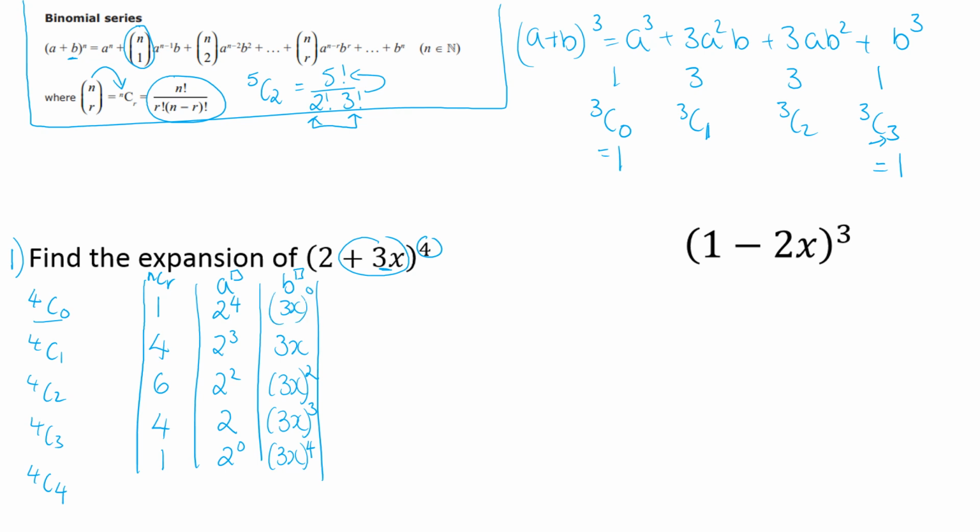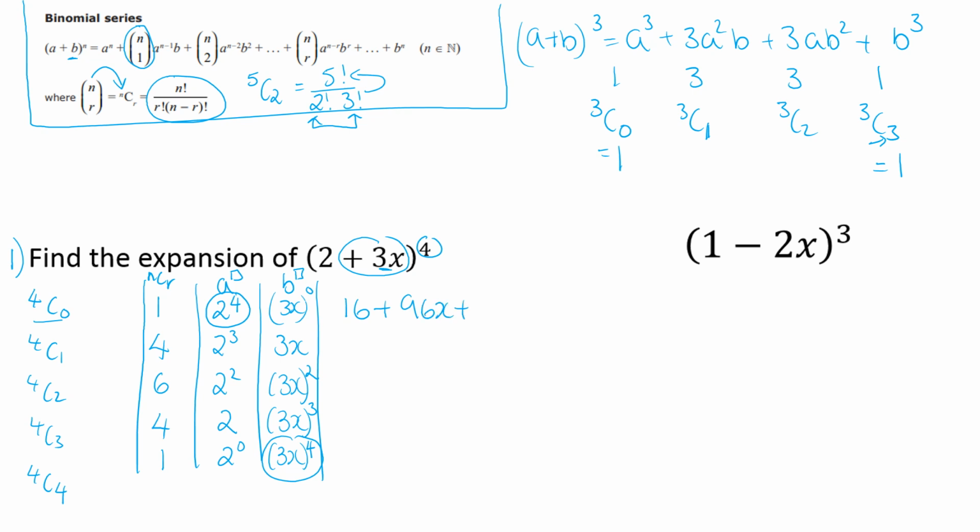So now tidying up, we know for the first and last you're just going to get that a to the power and then the b to the highest power, so it's going to be 2 to the 4, which is 16, and then plus, and we just have to times all these together. So 4 times 2 cubed, which is 8, times the 3 is going to give you 96x.